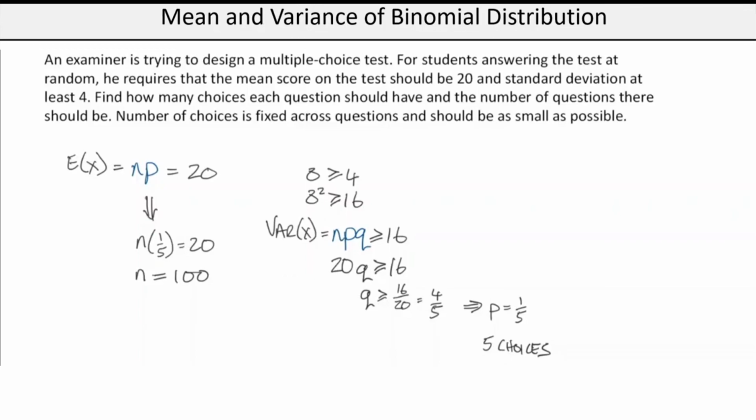So I just want to stress, what do each of these parameters actually mean? Keep track of N. N is the number of trials. Keep track of P. That's the probability of success. And keep track of Q. That's the probability of failure. It's your job to interpret and model from the context to the mathematical model and then back again.